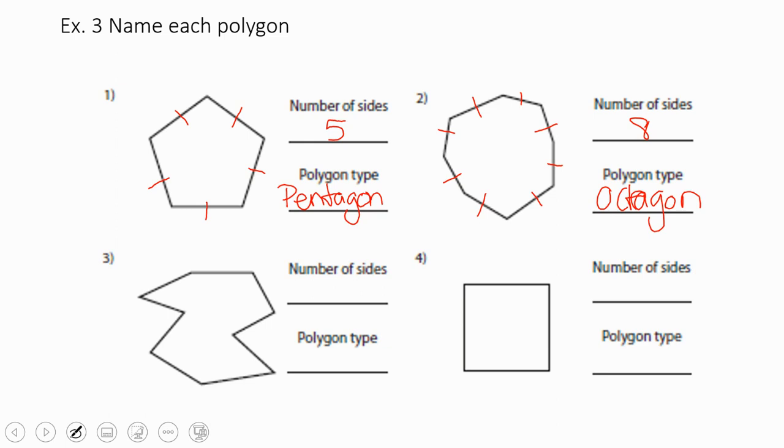Number 3 is a concave polygon. 1, 2, 3, 4, 5, 6, 7, 8, 9 sides. So that is a nonagon. And then for number 4, this is another regular convex polygon. 1, 2, 3, 4. That's a quadrilateral.